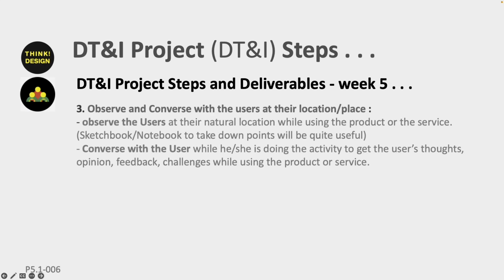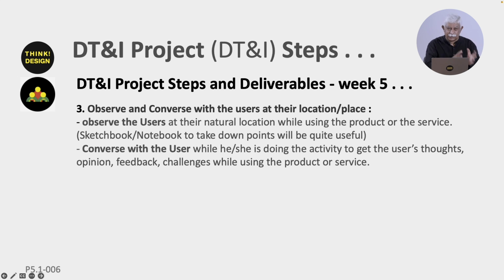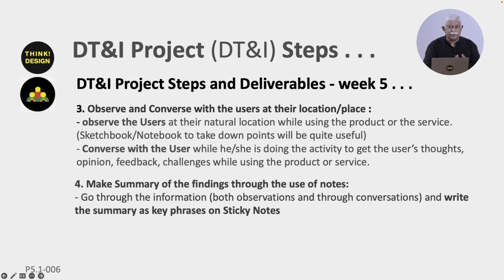Let's look at step 3. You need to go to the place or the location and start observation as well as conversation. You need to also document this, right? You need your sketchbook or a notebook, take down points, make summaries. And we've said this before, when you converse with the user, you need to get their thoughts, their opinions, their feedback, their difficulties while they're using the product or service. Make the summary of these findings, make use of notes.